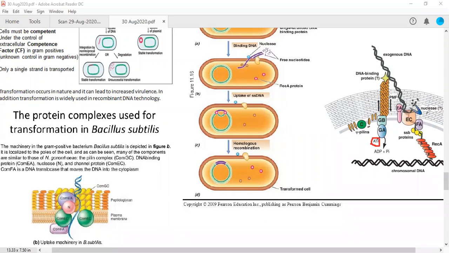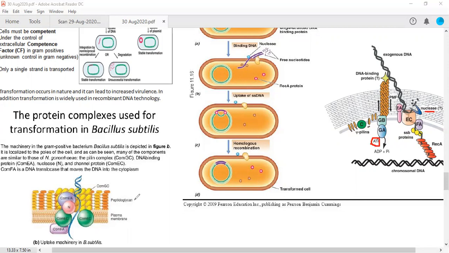And also there are some exonucleases or nucleases, whose names are not known, which will degrade the other strand of the DNA when it is transported inside the bacterial cell cytoplasm. Now here it is showing a gram-positive cell, as you can see from the structural differences. This is the plasma membrane and this is the thick cell wall. And here also this is the plasma membrane, this is the peptidoglycan cell wall. So this is the structure of a gram-positive bacteria.